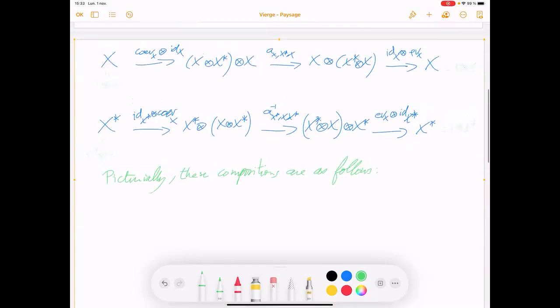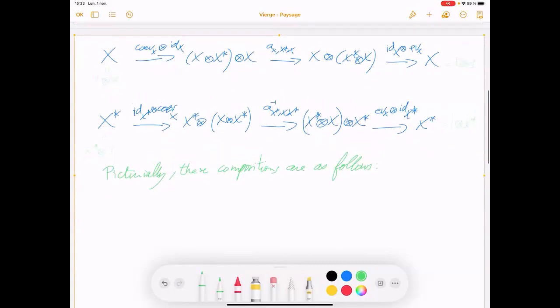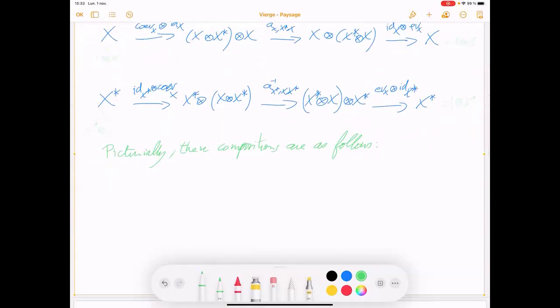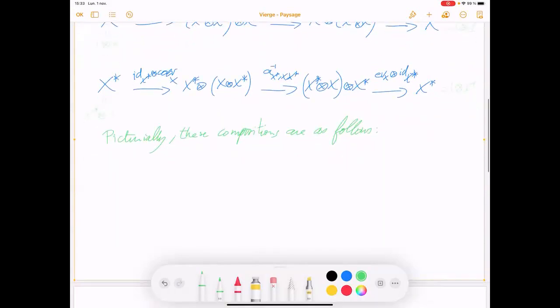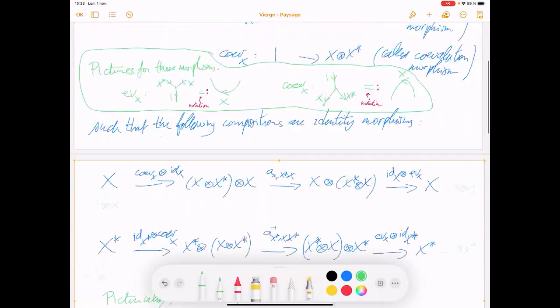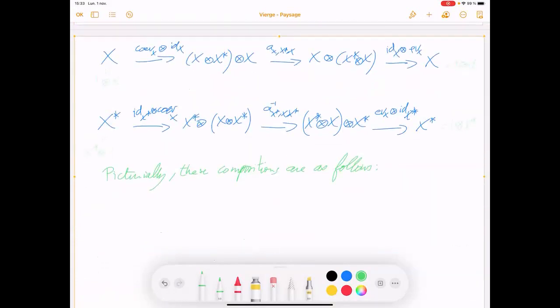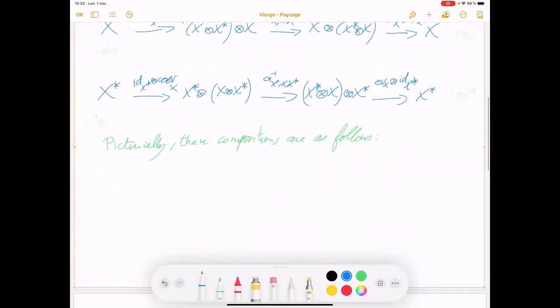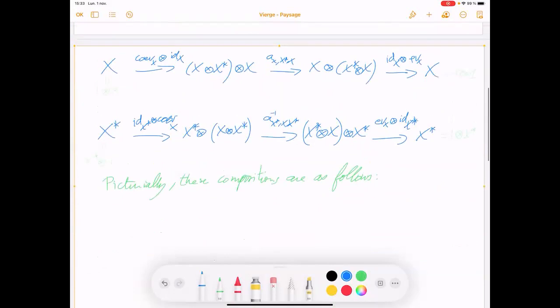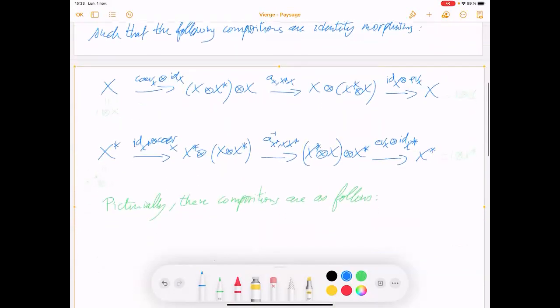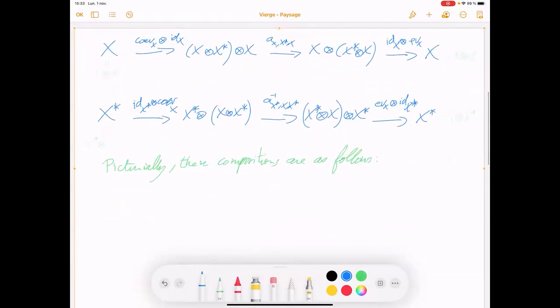So the first one first. Again, this is not in the book. So I will write in blue. Okay. So you start from X. So pictorially, you start from X. You have an X.